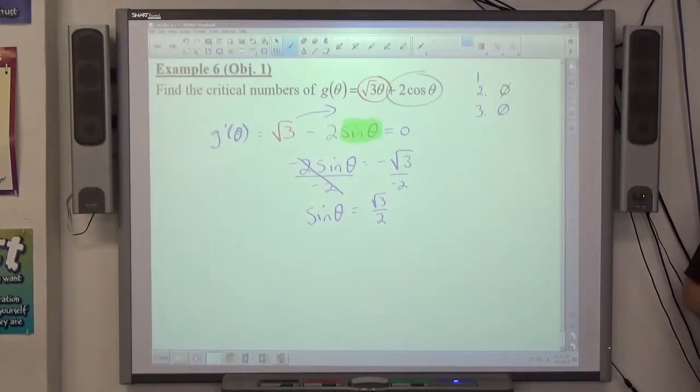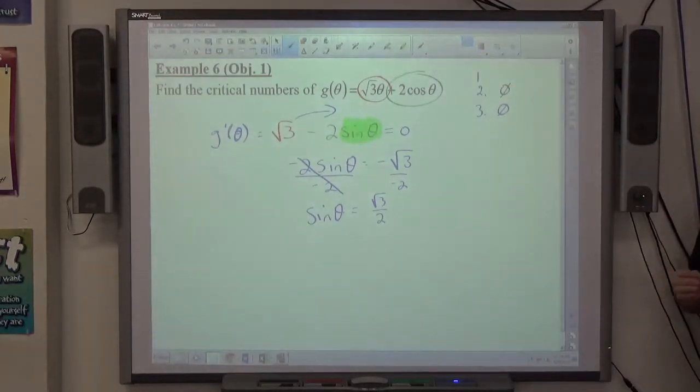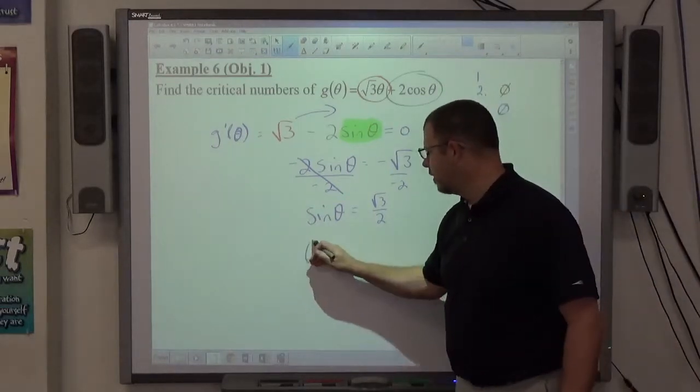And that gets me to this point. Sine of theta equals the square root of 3 over 2. That looks like one of those special numbers we saw with sine last year, right? Where we memorized all the trig values, all the sines and cosines of all those angles, right? In calculus we use radians, not degrees. So we want the radian values where sine equals the positive square root of 3 over 2.